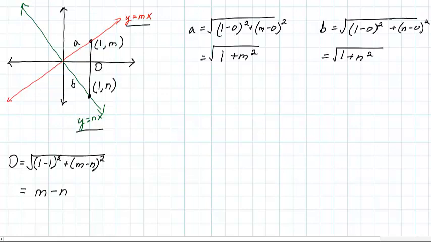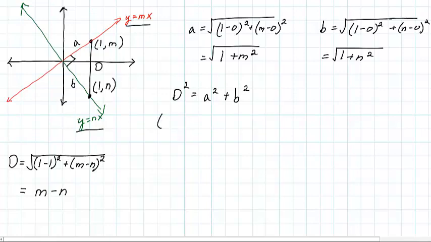Now, because my lines are perpendicular, I have a right triangle. ABD is going to make up a right triangle. So that means that d squared equals a squared plus b squared.